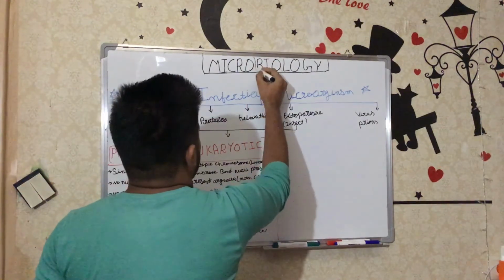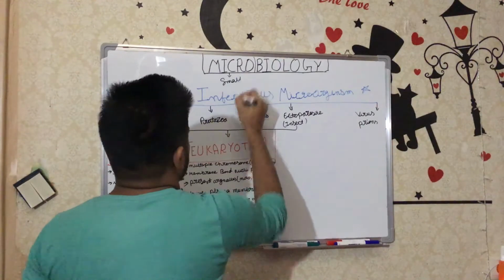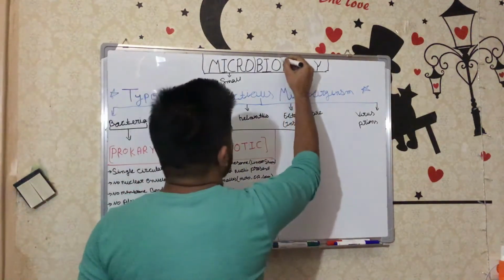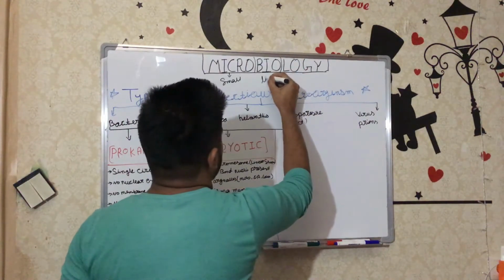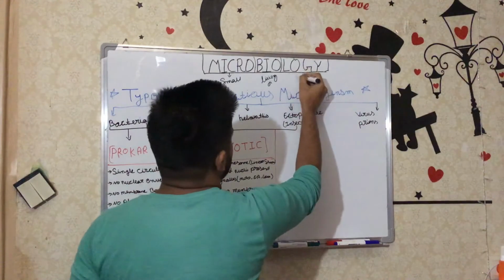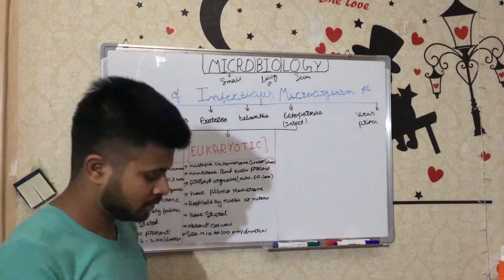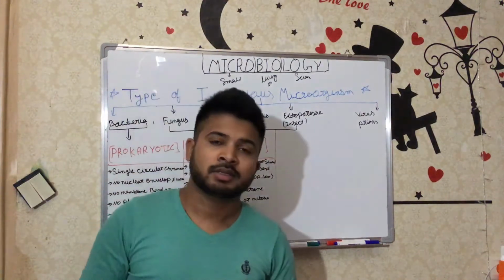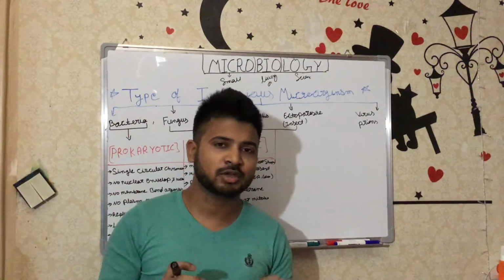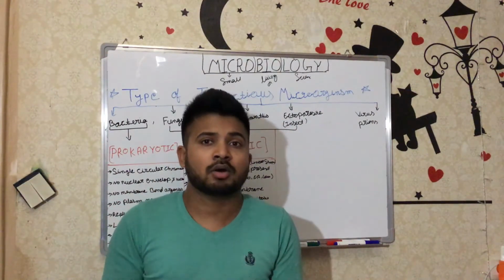micro means very small. Macro means big, large, and micro means small. Bio means living organism. And logy means science. So we can see that microbiology means the study of microorganisms, or we can say the study of living organisms that we can't see by our own naked eye.